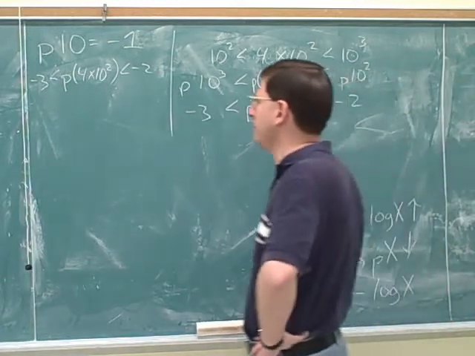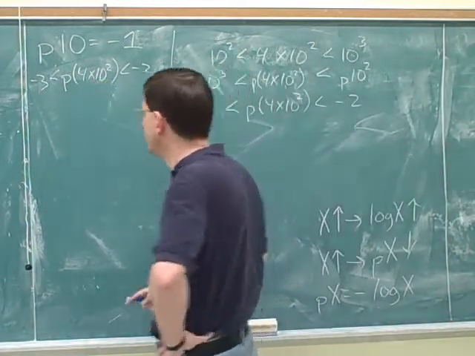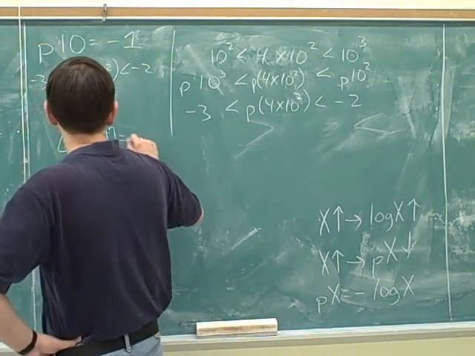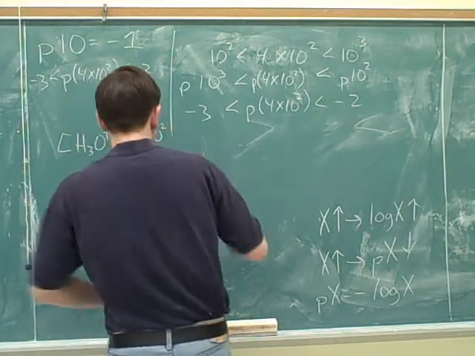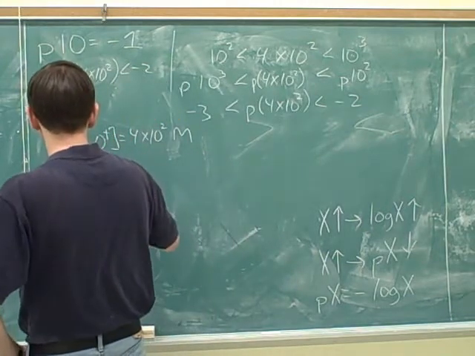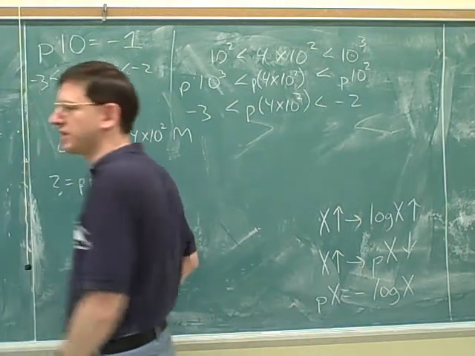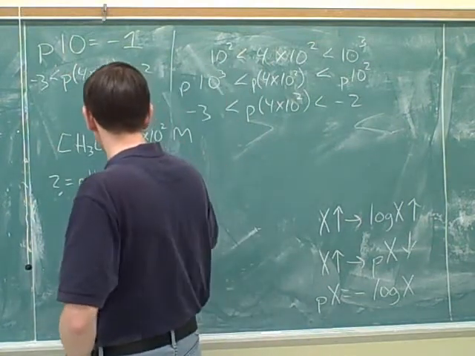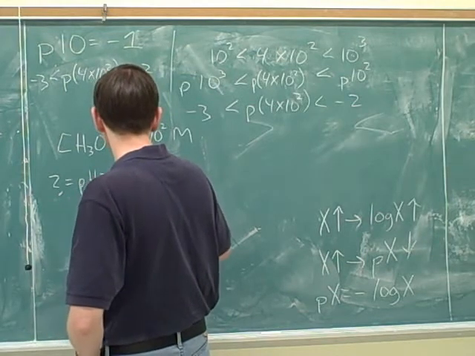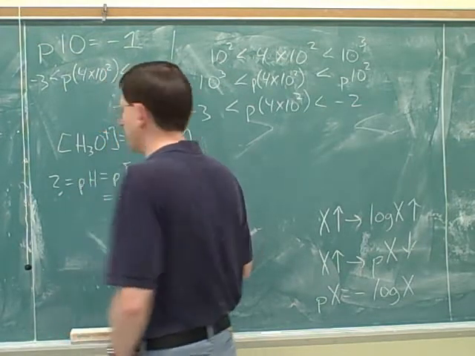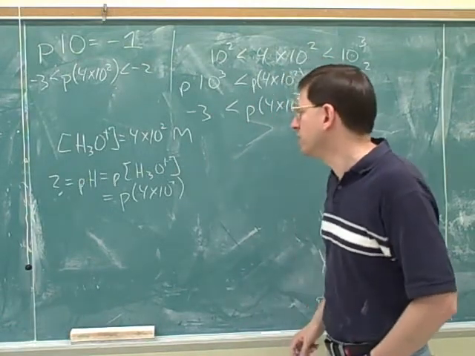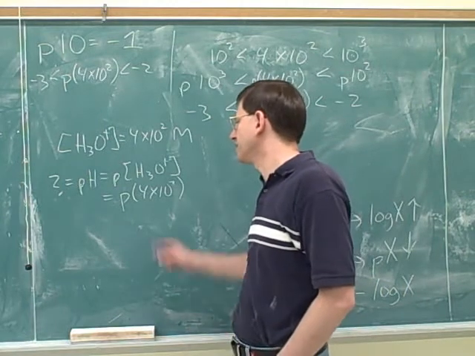Now, by the way, let's just remember how this would come up on a real chemistry problem. If you're doing a real chemistry problem, you might have figured out the hydronium concentration is 4 times 10 squared molar. And then you might be asked, what's the pH? Well, you know the pH is the p of the hydronium concentration, so you'd basically be taking the p of 4 times 10 squared. And that's exactly what we just reviewed how to do here, how to take the p of 4 times 10 squared.